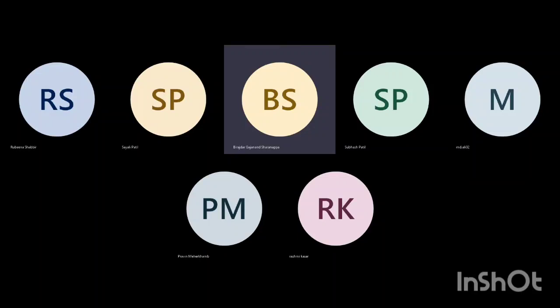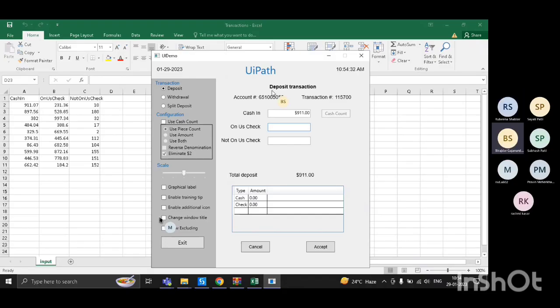Log in using the admin username and password credentials. After logging in, you have to take the data from Excel row by row. We have three different columns here: cash in, honest check, and not honest check. These are some account-related values. You have to enter them into the respective fields, capture the transaction number, and click on accept. This is one round of operations.